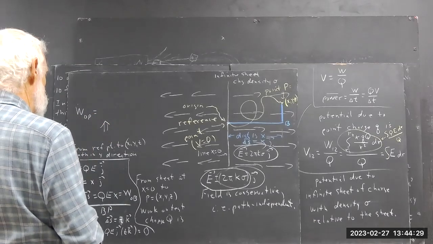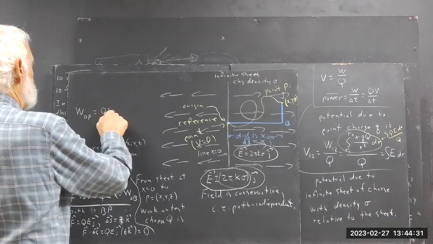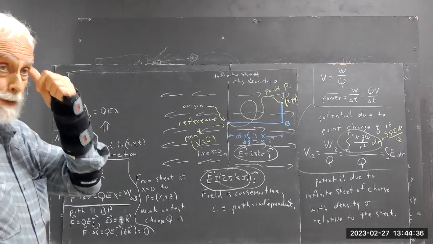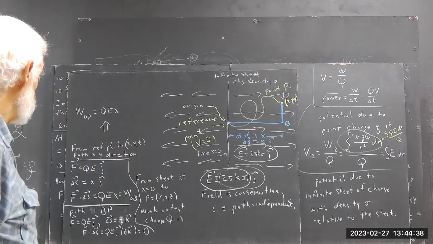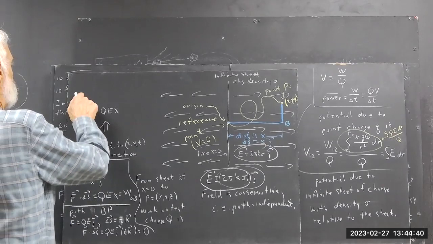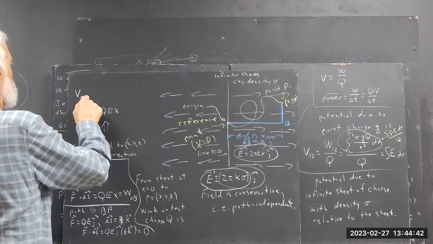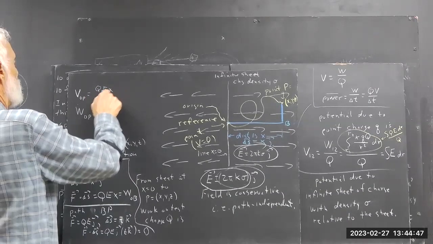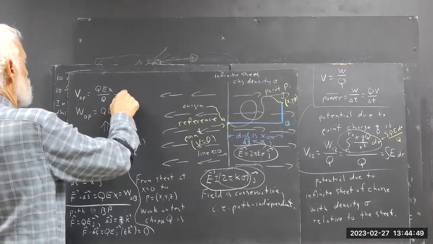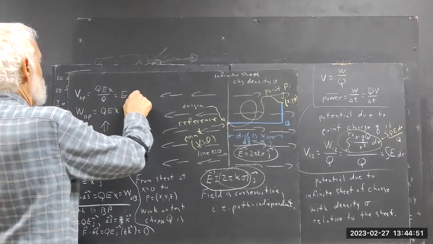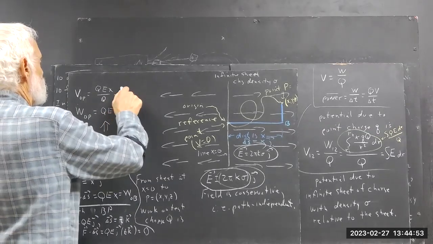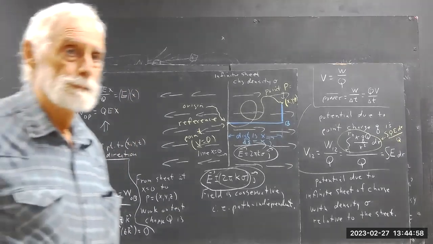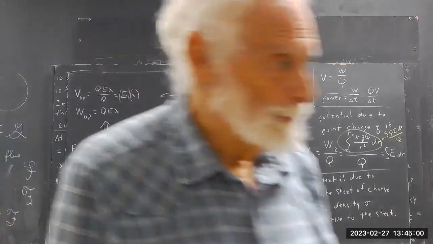So the work from 0 to P equals E times x. And V from 0 to P is E times x. All right, well, that's relevant.